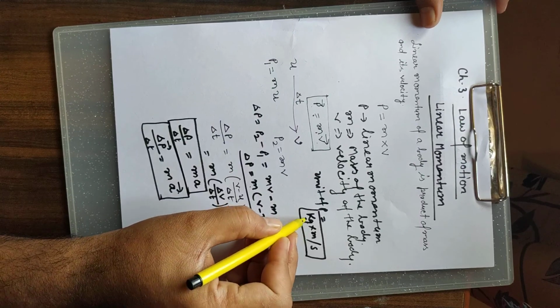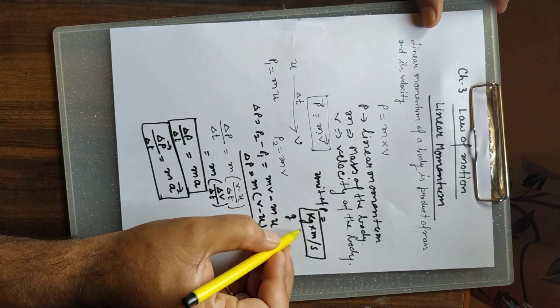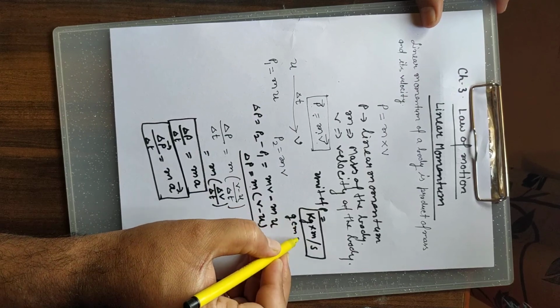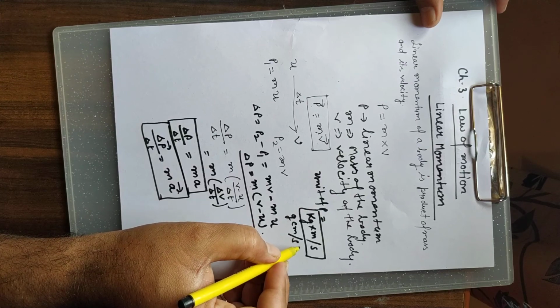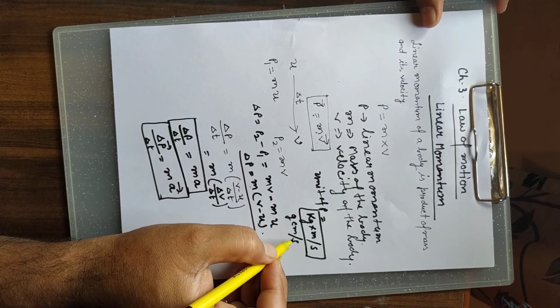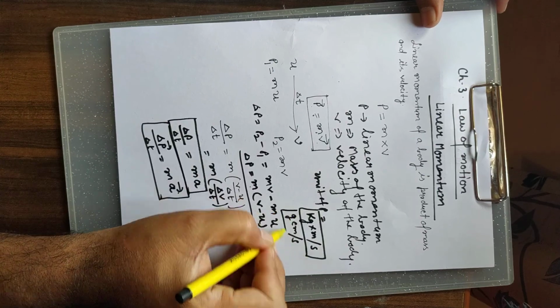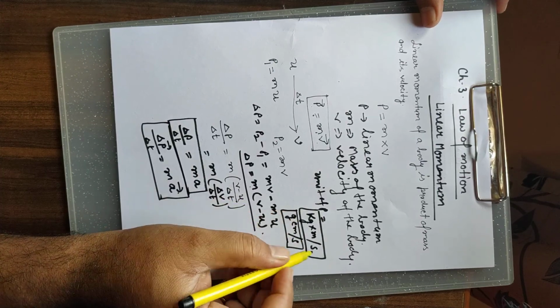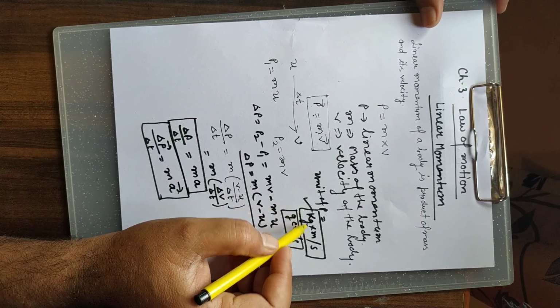In CGS unit, in place of kg you have to write gram, in place of meter it is centimeter, and per second. So the unit of time in MKS and CGS both is represented by the second. So gram centimeter per second is the CGS unit, or in the MKS system the SI unit of linear momentum is kg meter per second.